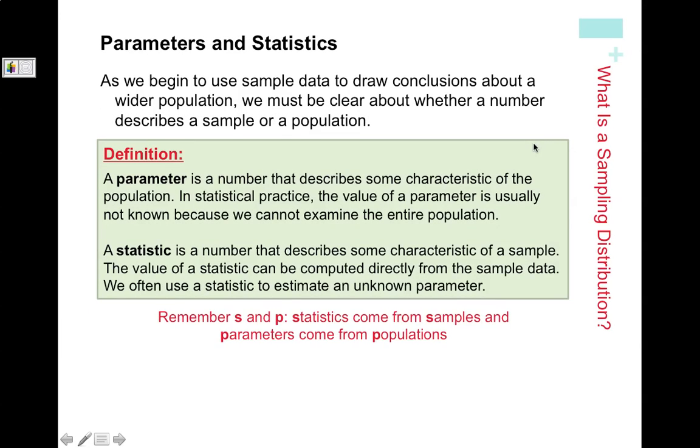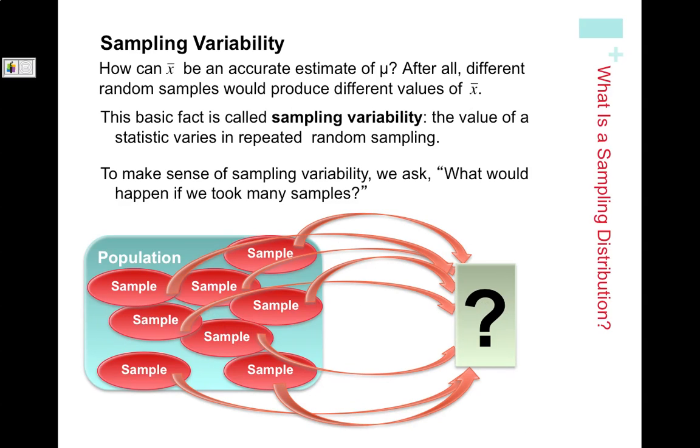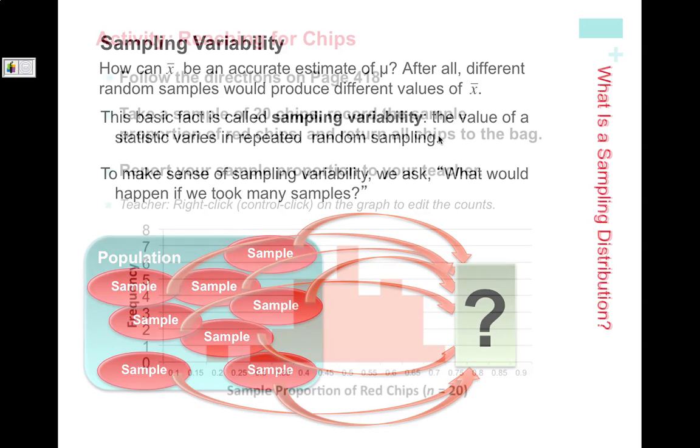All right, so we left off the previous video talking about how we take multiple samples and get different statistics from them depending on where the sample comes from. So the big question becomes, how can X bar be an accurate estimate of mu? Different random samples produce different X bars, different standard deviations, different ranges, all these different statistical values. How can that be good for the population? How can we really know that that is representative of our population? So that's what we're going to get into.